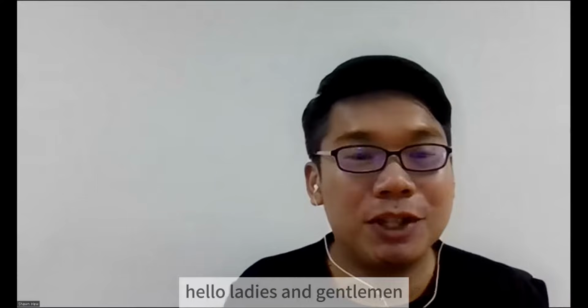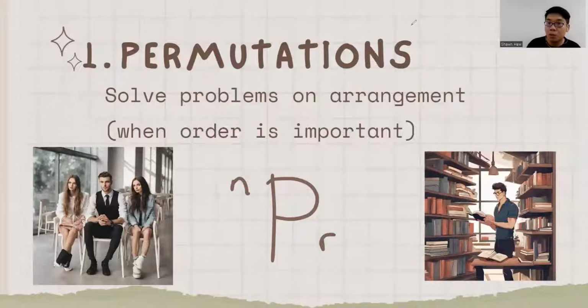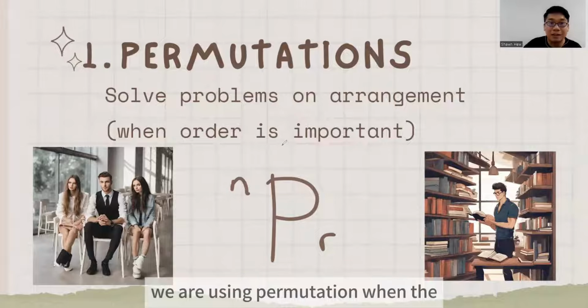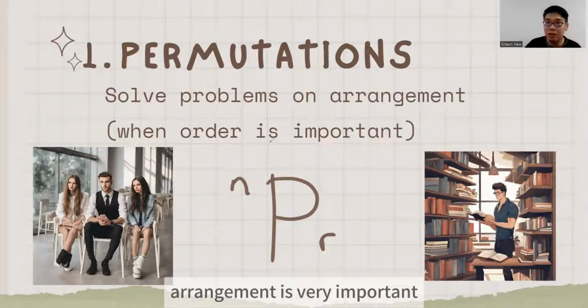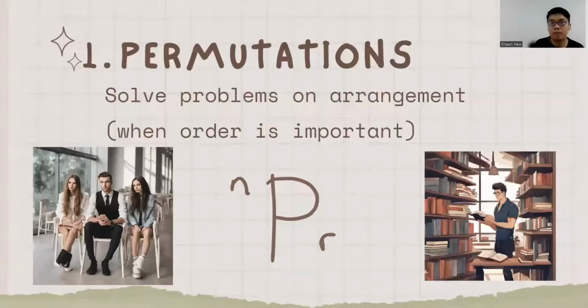Hello, ladies and gentlemen. Today we will do Maths IGCSE 0606, the chapter of permutation and combination. We are using permutation when the arrangement is very important, which means we need to arrange something in order.